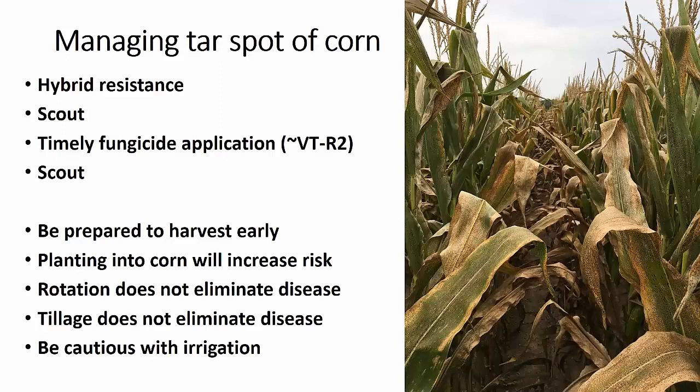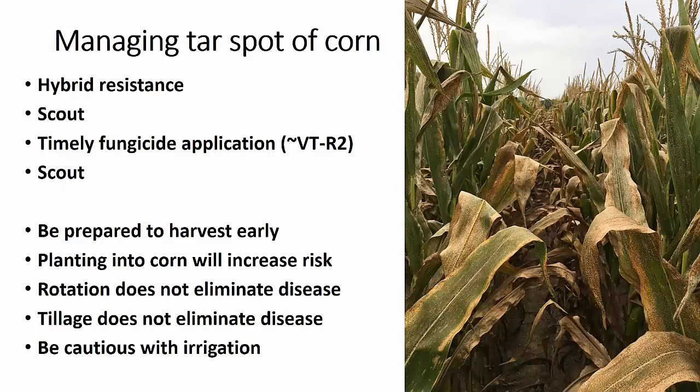So if I'm going to go out and scout one or two fields, I'm going to look at corn on corn and certainly irrigated locations. They're going to be greater risk. But rotation does not eliminate risk of disease. We've had fields last year that were moldboard ploughed and they had very high levels of disease. So it doesn't mean that you're not going to get disease.